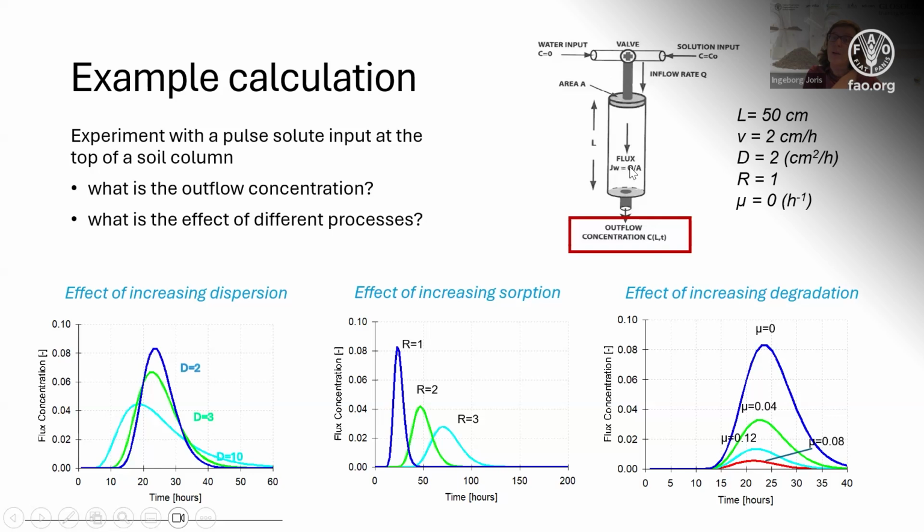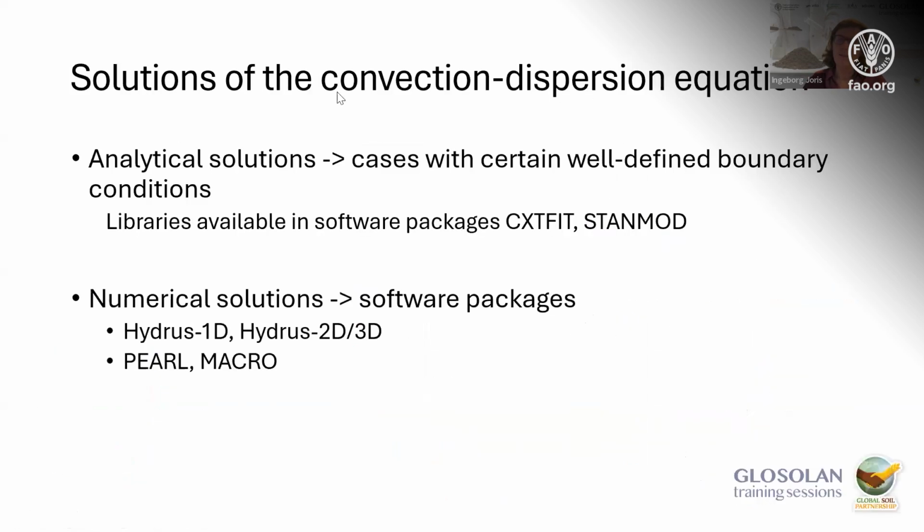And the third example is what happens if we have degradation in the column. The dark blue is exactly the same dark blue curve as before, if we have no degradation. If there is degradation, you just see that the concentrations go down. There's no effect on the timing, so it doesn't mean that the solute will spread out more or go slower, but there's just less because the rest is degraded in the column. Yeah, and then this is to end the part on the processes.